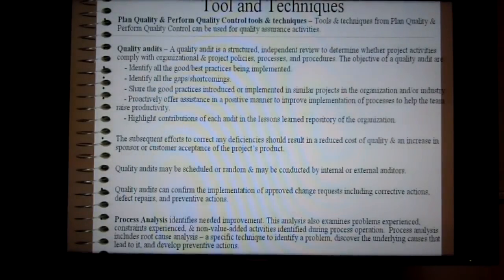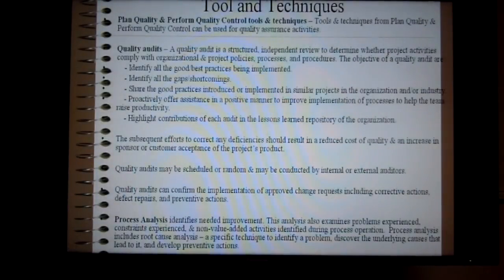An audit is a structured independent review to determine whether project activities comply with current project policies. They identify all the good best practices being implemented, identify all the gaps, share good practices, proactively offer assistance, and highlight contributions of each audit. Each effort to correct any deficiency should result in a reduced cost of quality and an increase in sponsor or customer acceptance.